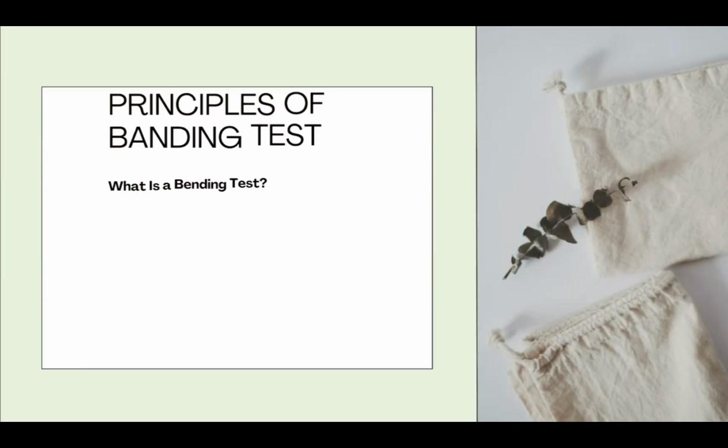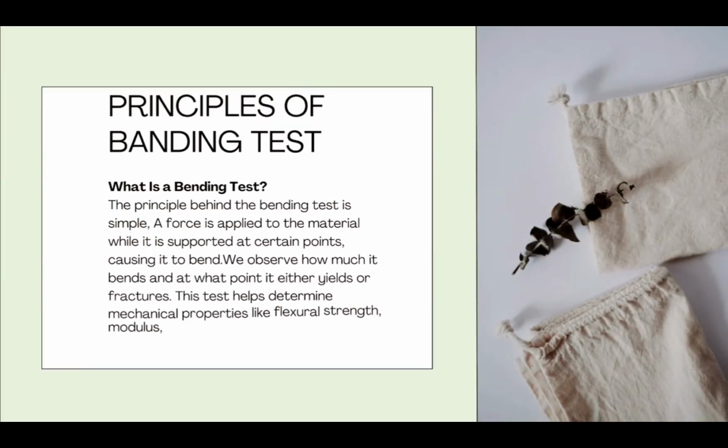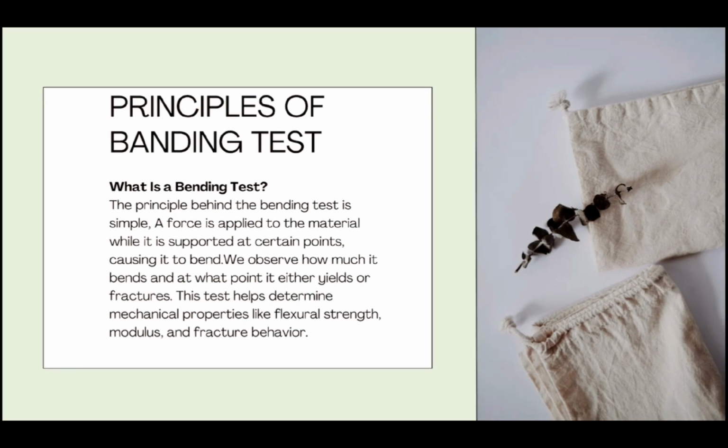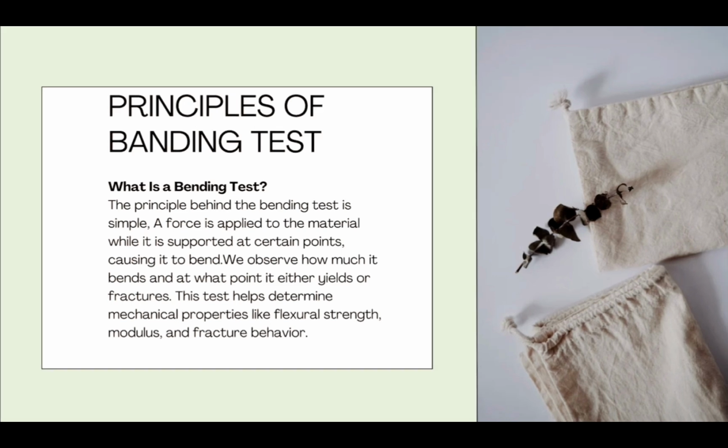Secondly, we have our principles of bending test. What is a bending test? The principle behind the bending test is simple. A force is applied to the material while it is supported at certain points, causing it to bend, and we observe how much it bends, at what point it either yields or fractures. The test helps determine mechanical properties like flexural strength, modulus, and fracture behavior. Moving on to our next slide.